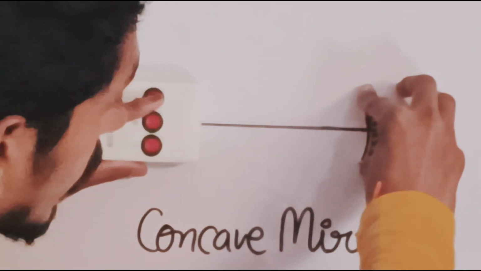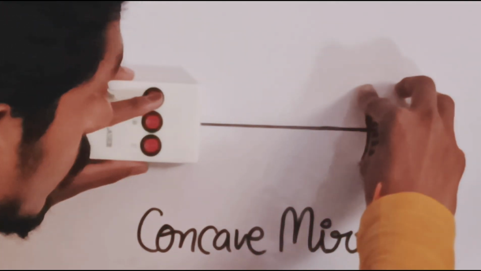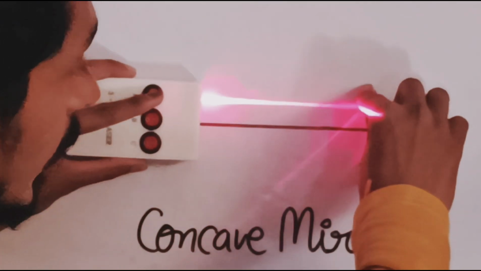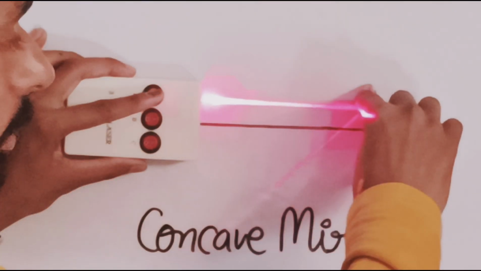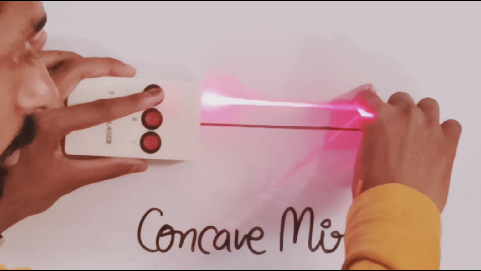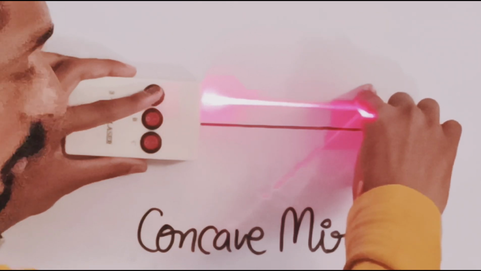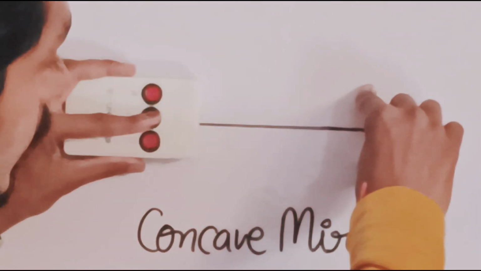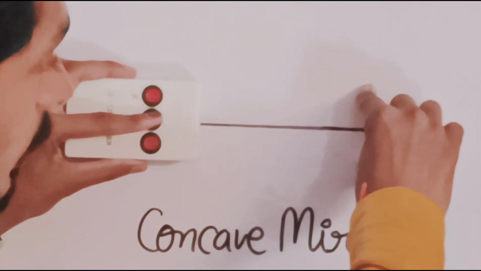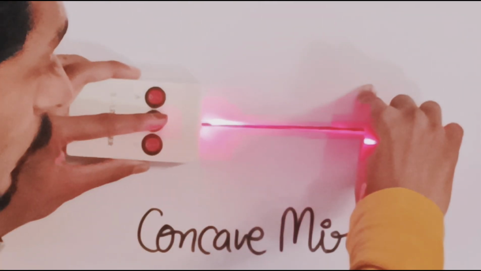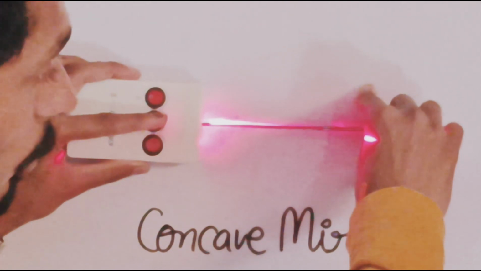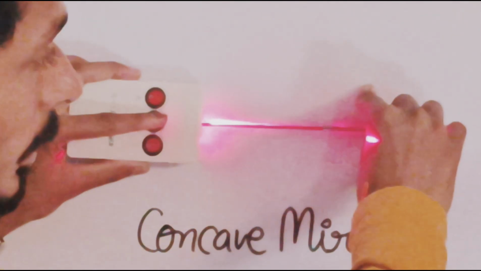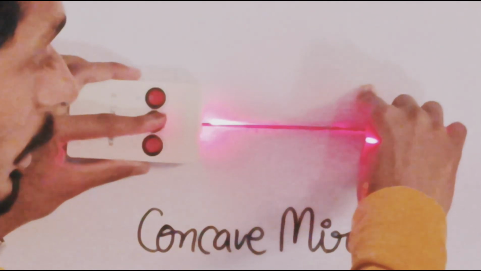When we strike the light ray which is parallel to the principal axis, then we can say it passes through the focus. Yes or no? Now if we strike the laser light ray on the principal axis, then it bounces back to the same medium.